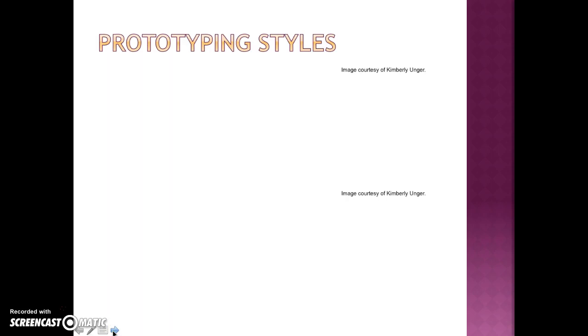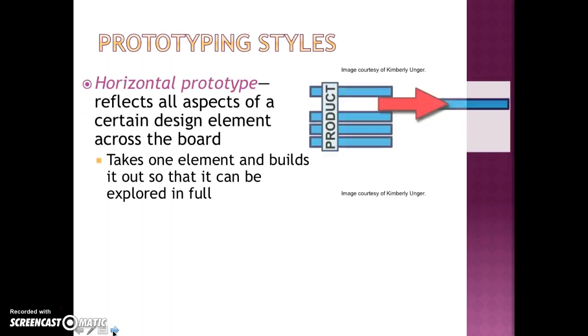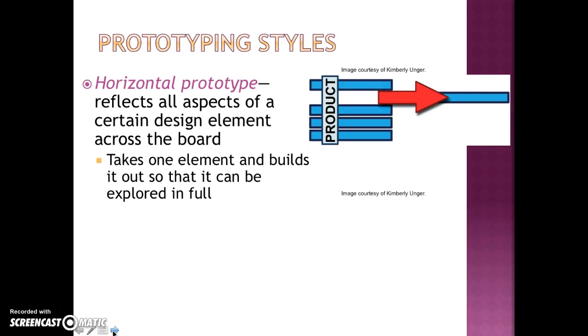Now there are two types of prototyping styles. There's one called the horizontal prototype, which reflects all aspects of a certain design element across the board. It really just takes one element and builds it out in full. This is your breadth prototype. Taking one part and building it out all the way in full.